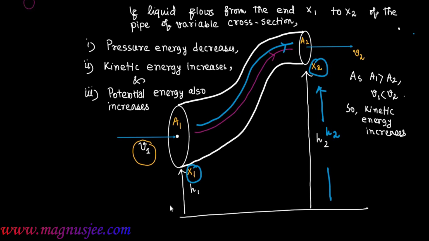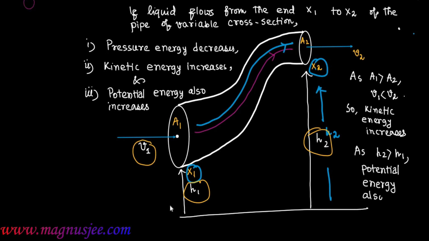and the heights of the two ends are h1 and h2. The end x2 is at the higher altitude h2, as h2 is greater than h1. So potential energy of liquid also increases if liquid flows from the end x1 to x2.